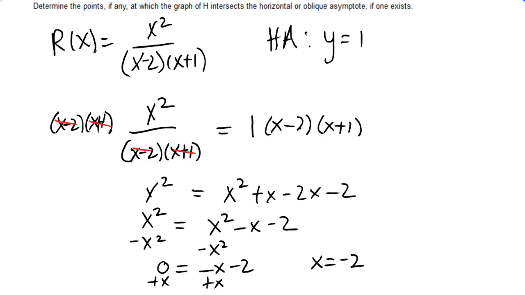So for this example, the graph will intersect the horizontal asymptote at the value of x equals negative 2. That y value will be 1 for the horizontal asymptote. So the point where the graph crosses the horizontal asymptote will be the point negative 2, 1.